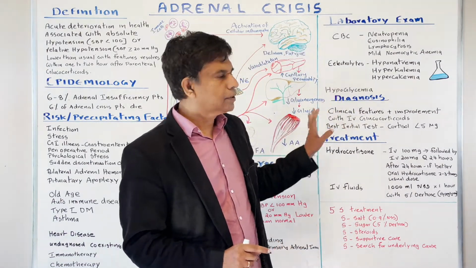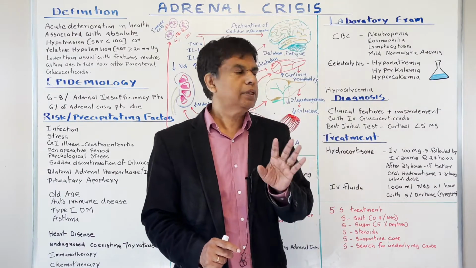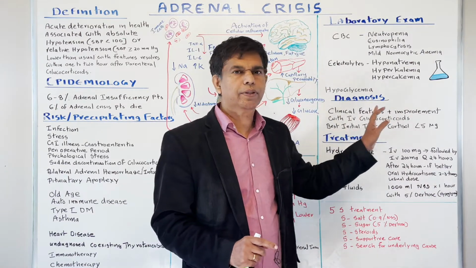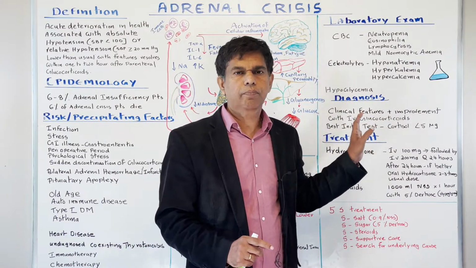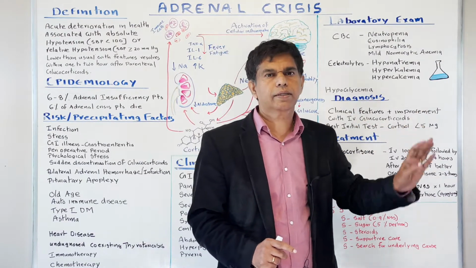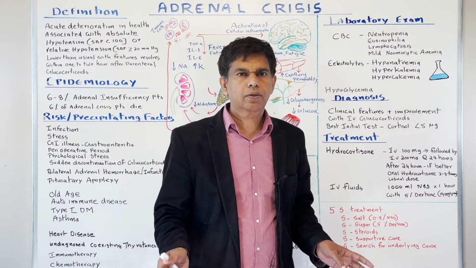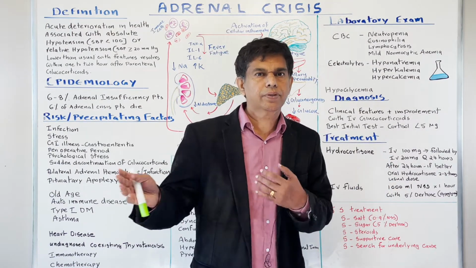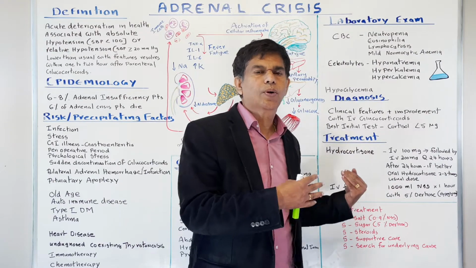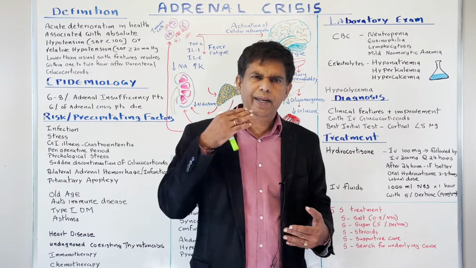Now, let's come to the diagnosis. Pretty much you need to know the clinical features of the patient, and then improvement with IV glucocorticoids. This is the main way to diagnose it. If you check the initial test, a cortisol level less than 5 is also going to be there. But if you order a cortisol level, it takes time for the lab results to come back. This is where you have to use your brain, come up with the diagnosis and act on it.